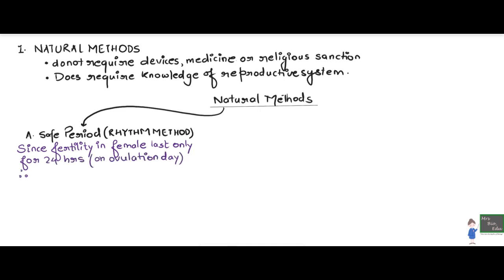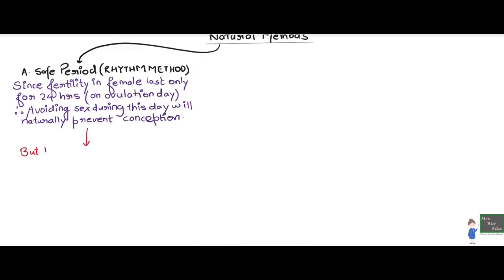The basic concept here is that a female should know, out of the 28 days of a normal menstrual cycle, which day she will ovulate the egg. And at all costs, she should avoid coitus or intercourse on that day. But this is easier said than done. How does a female know when she is going to ovulate? How will she know that today is her ovulation day?